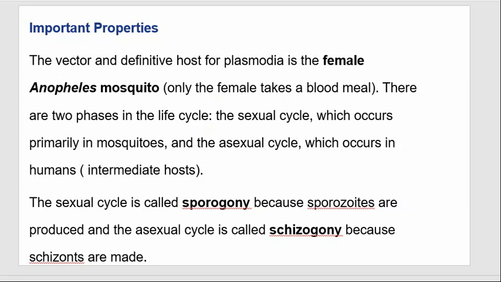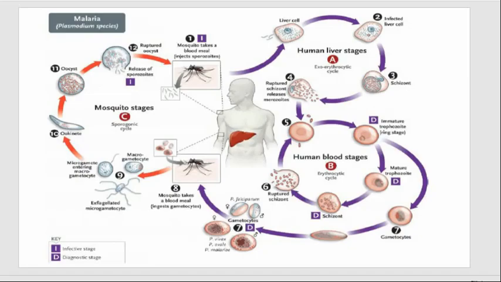Now the sexual cycle is called the sporogony. تسمية أخرى للsexual cycle يمكن أن نطلق عليها الsporogony because the sporozoites are produced, and the asexual cycle is called schizogony because schizonts are made. This is the life cycle of the Plasmodium. هاي اللايف سايكل تكون مشتركة لكل أنواع البلازموديوم.